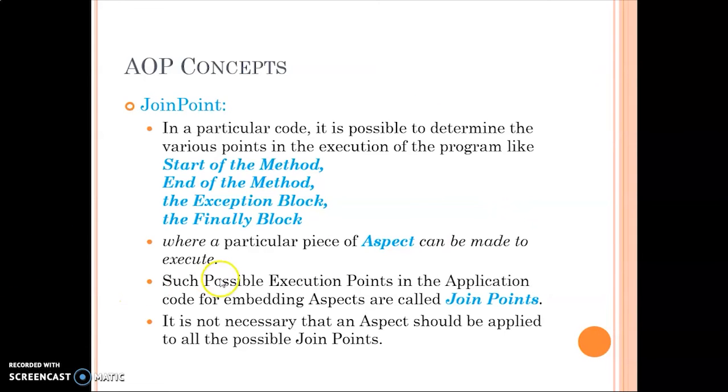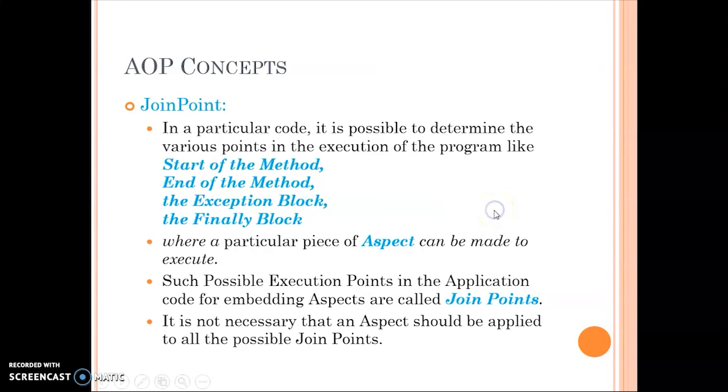Okay, so as you can see here, such possible execution points in the application code for embedding aspects are called join points. Now again, understand, it is not necessary always that I might put a particular piece of aspect code at every point or every join point. It is not necessary that I'll always have code at the beginning of the method or at the end of the method or maybe an exception block or finally block. It is up to the developer to decide at which particular point the developer wants to call a particular aspect code or not. So that is the developer's choice. So that's basically join point, possible places where you can have the execution of aspect happening.